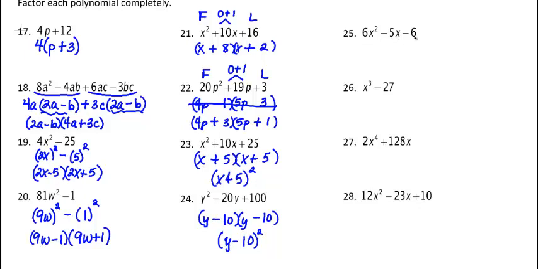6x squared minus 5x minus 6. Again, we have a trinomial whose leading coefficient is not 1, so we have to consider what the factors of 6x squared are. We could have 1 and 6 or 2 and 3. I'm just going to start with trying 2x and 3x. Again, we have to find the factors of 6 to be 1 and 6 or 2 and 3. If we try 1 and 6, the outer would be 12 and the inner would be 3, which does not work.